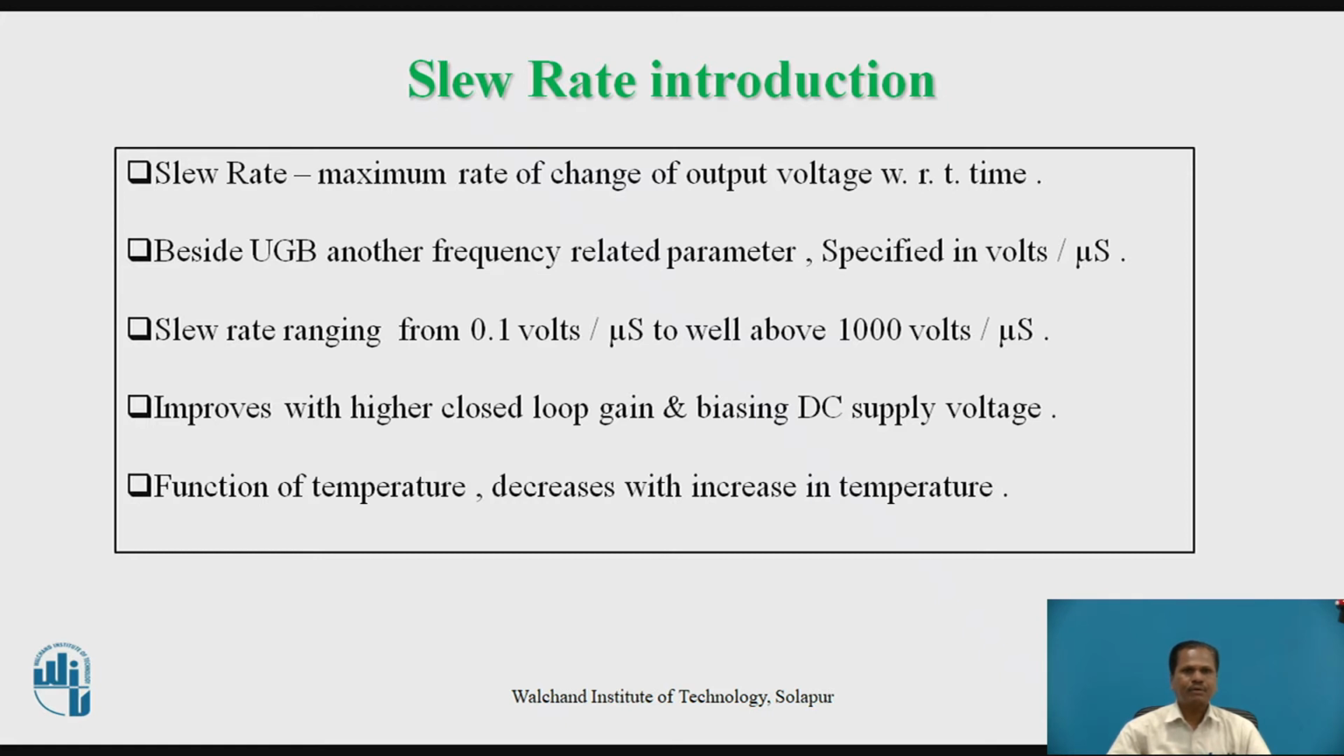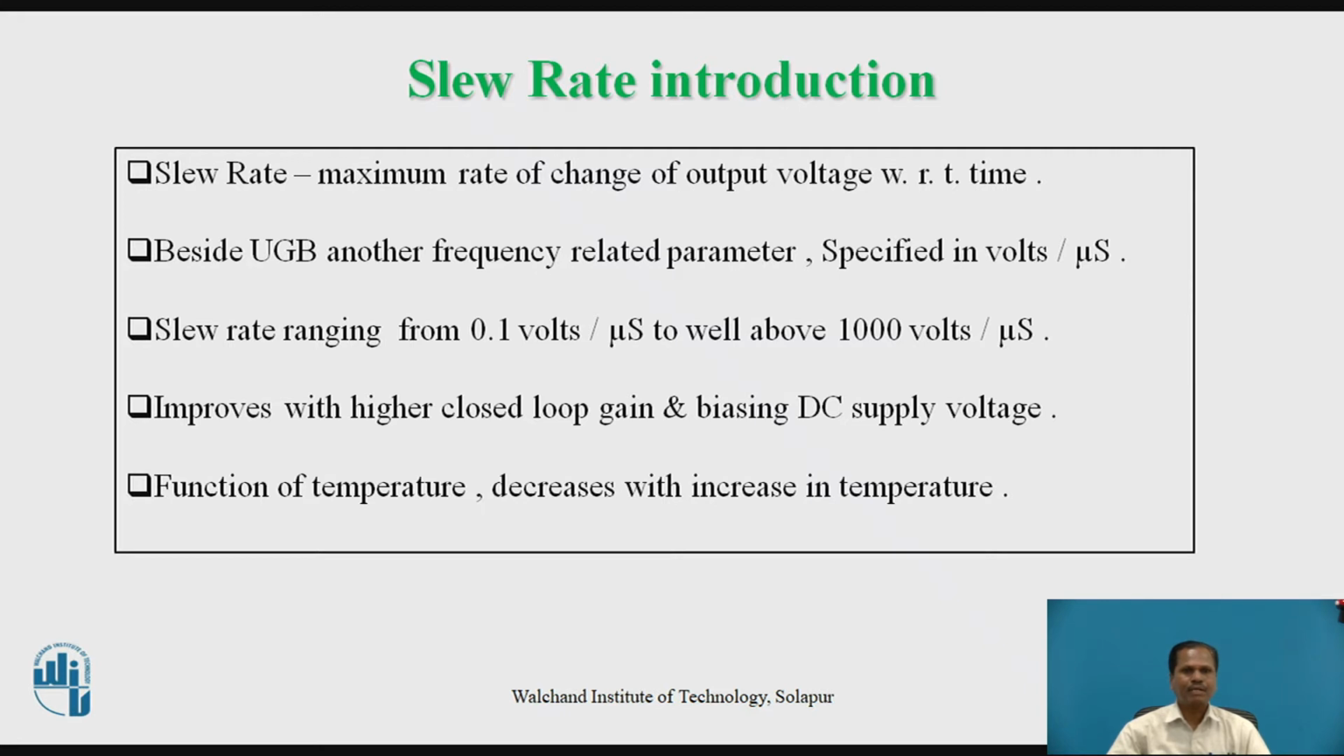For example, 1 volt per microsecond slew rate means the output voltage of operational amplifier rises or falls, increases or decreases, at the maximum speed of 1 volt for every microsecond. Slew rate of operational amplifier ideally should be infinite, so that the output voltage will change simultaneously with the change in the input voltage. For a practical operational amplifier, it ranges from 0.1 volts per microsecond to well above 1000 volts per microsecond.